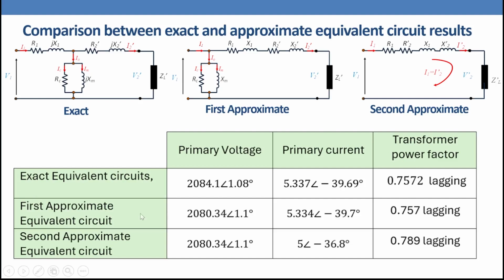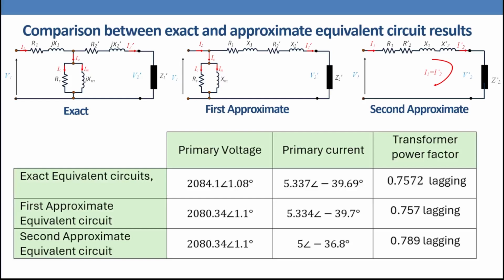Look at the primary voltage here. For the exact equivalent circuit, we have 2084 volt, while in the first approximate equivalent circuit, we have 2080 volt. For the primary current, we have here 5.337 ampere, while here we have 5.334 ampere. So they are identical. For the power factor, 0.757 and 0.757 lagging. So the primary voltage, primary current and power factor show only very small differences. This tells us that the approximation is quite good and allows us to simplify the calculation significantly without losing much accuracy.